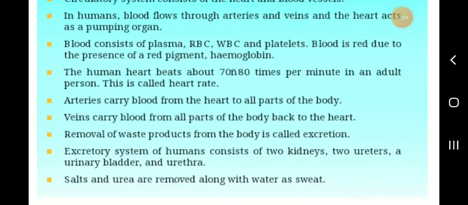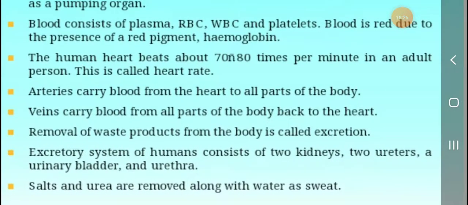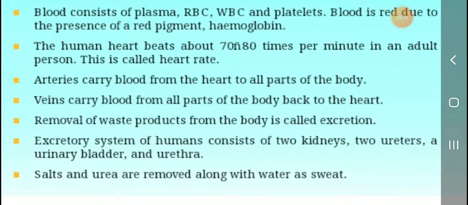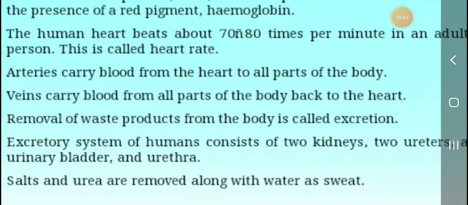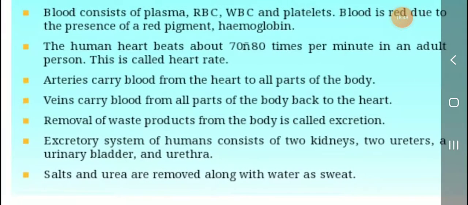Blood is red due to the presence of a red pigment called hemoglobin. The human heart beats about 70 to 80 times per minute in an adult person. This is called the heartbeat rate. What is heartbeat rate? The human heartbeat rate is about 70 to 80 times per minute in an adult person. This is called heart rate. Do you remember, students? Heart rate.